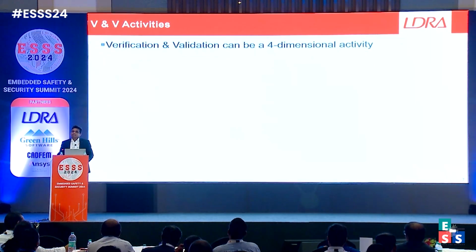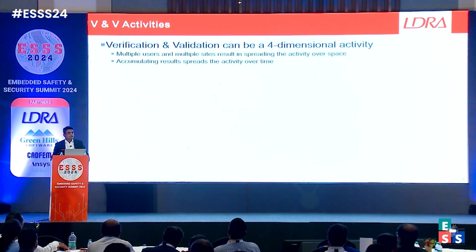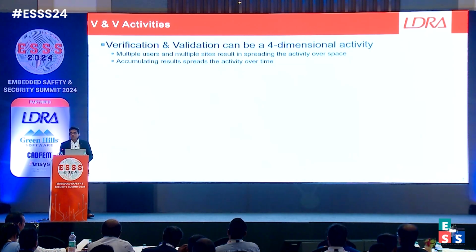So now with the distributed team, we would like to say that the V&V activity is a 4-dimensional activity. Why is it being called that? Because we have multiple users, we have multiple sites, and the activities are spread over space. And accumulating all these results spreads the activity over time as well.